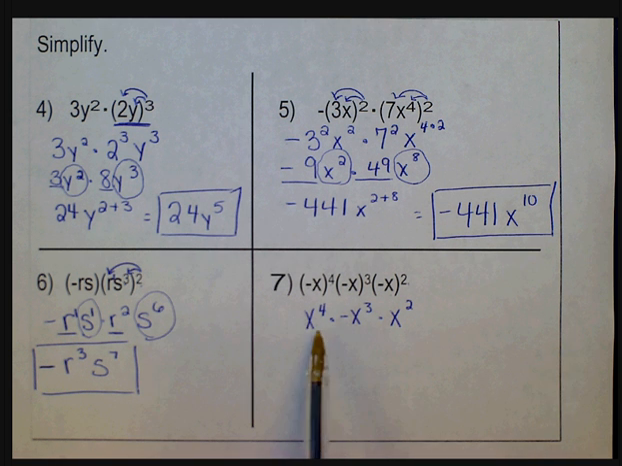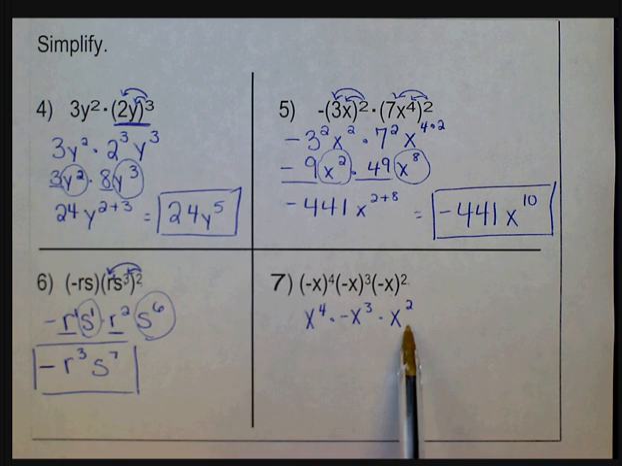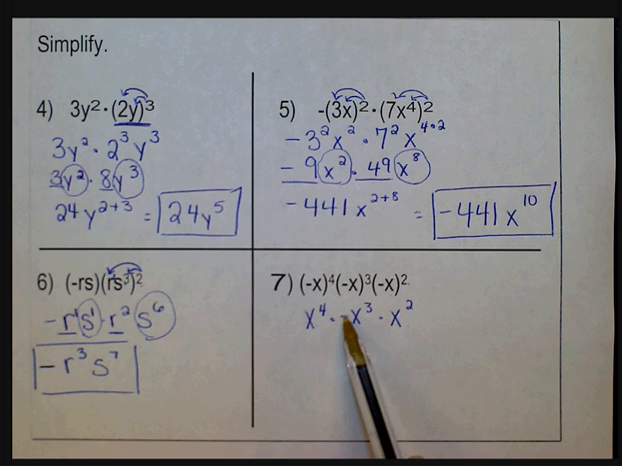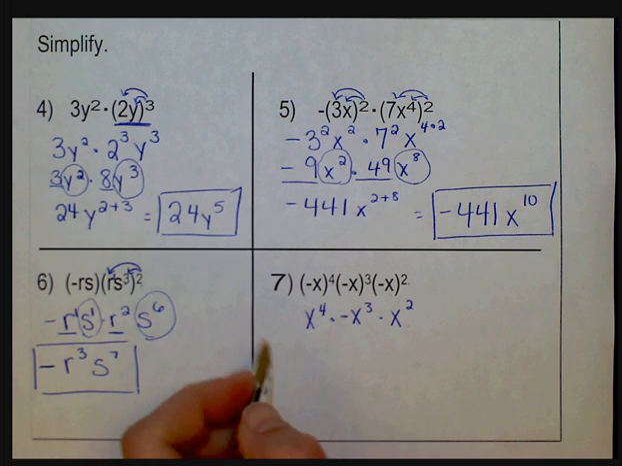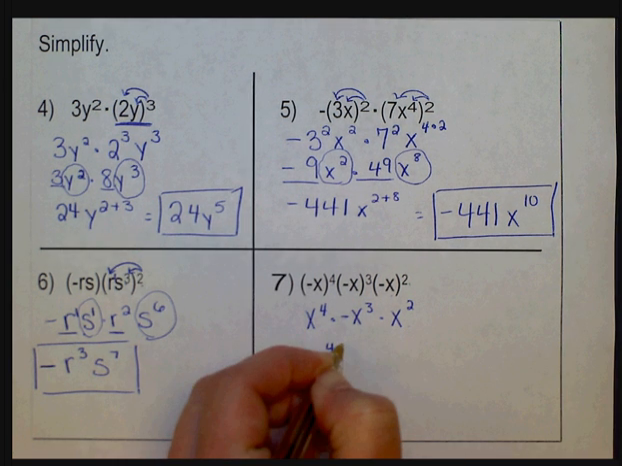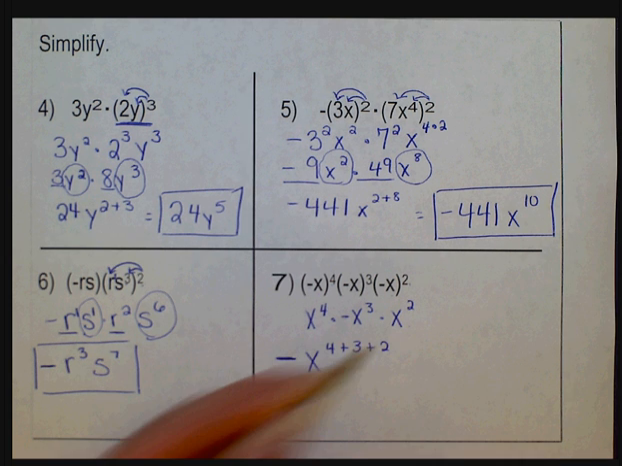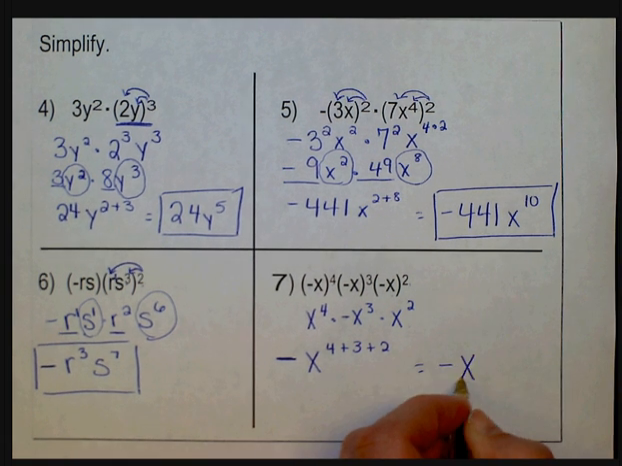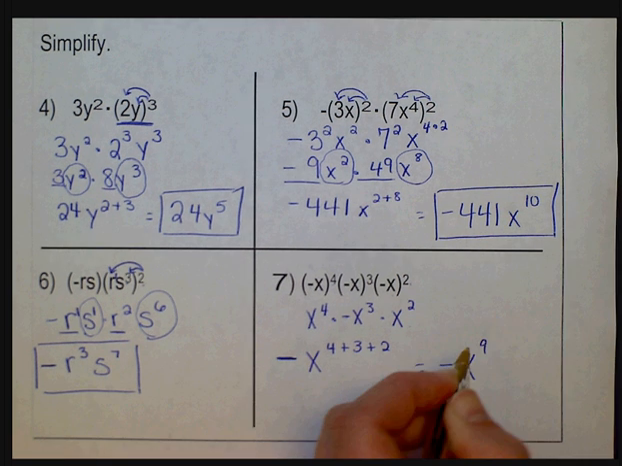So now we have like bases being multiplied, so we'll add the powers. This negative here that's with the x to the 3rd just becomes our coefficient. Remember, it's a coefficient of negative 1, but we don't put the 1, we just put the negative. And then x to the 4 plus 3 plus 2. We're going to add them all together. So we get negative x to the 9th power as our final answer.